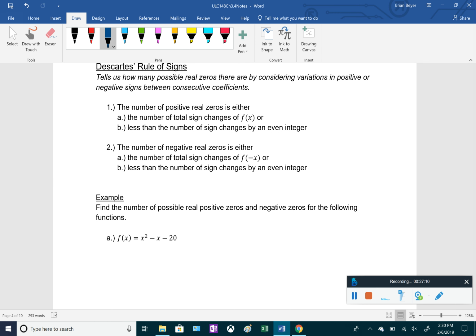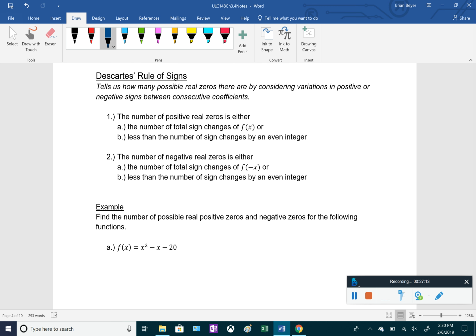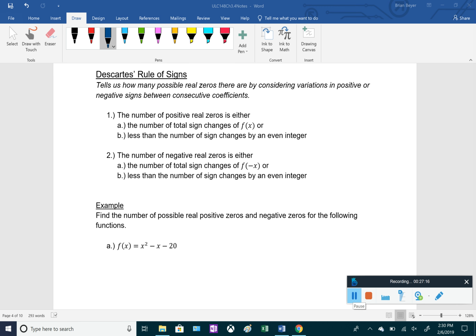Okay, and the last thing for this section is Descartes' rule of signs. What this does is it tells us how many possible real zeros there are. It doesn't tell us what they are, like the possible rational zero theorem that we just did. It tells us how many possible positive and negative x-intercepts we can have. The way that it does this is by considering the variations in the positive or negative signs between coefficients.